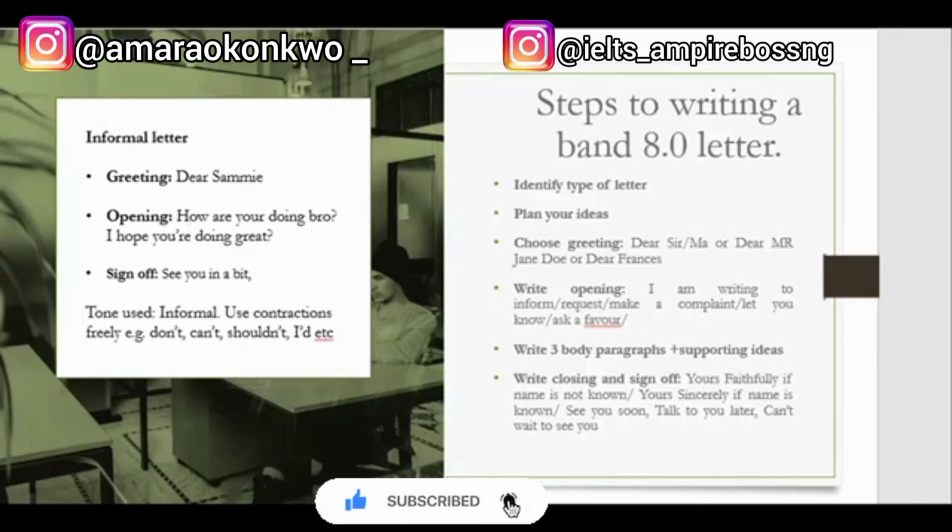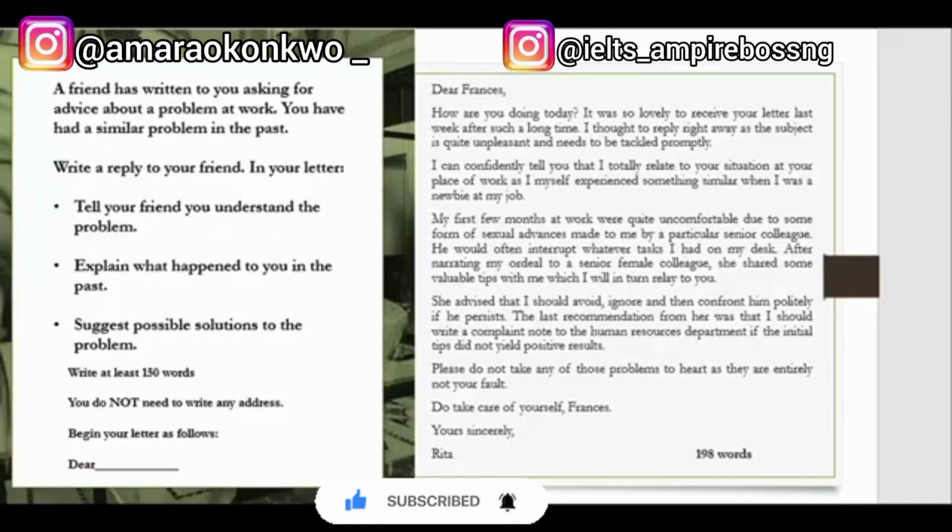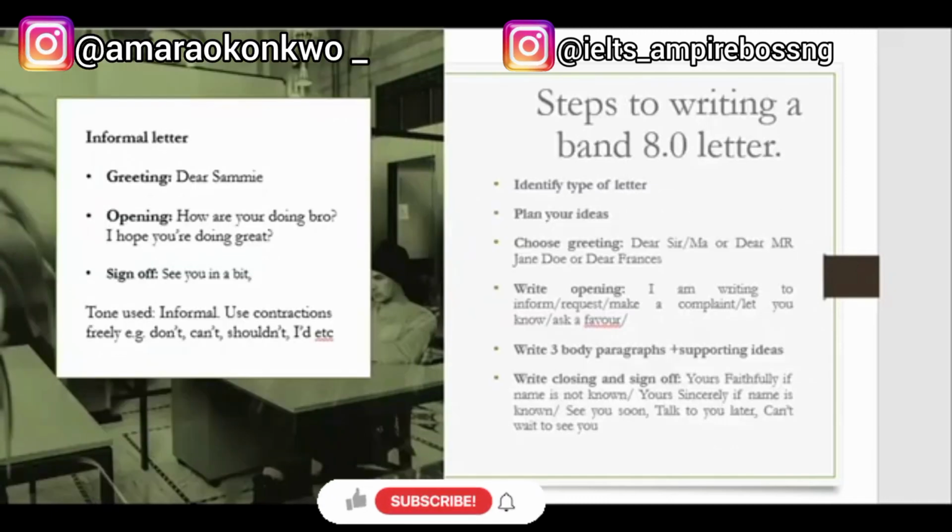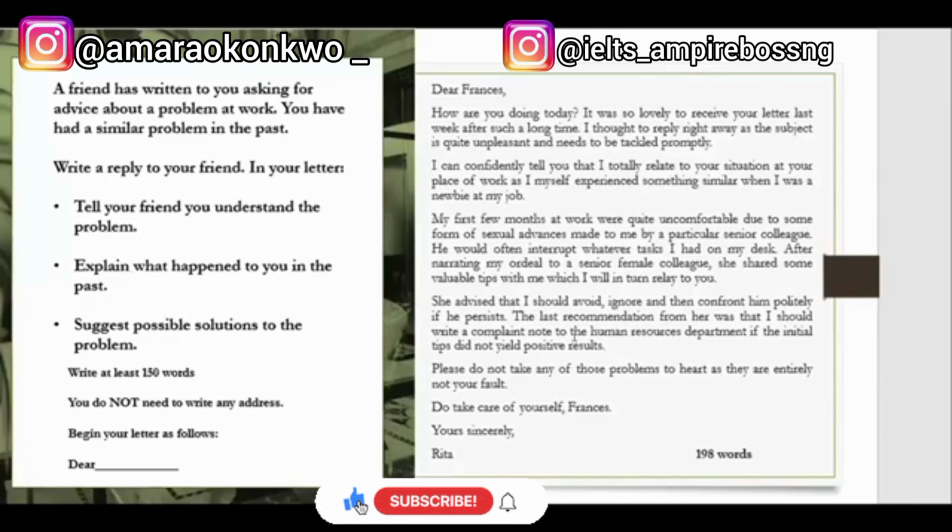Okay, let's move on. Any questions? It's clear, right? Yeah, it's very clear. So this is an example of a letter. See this semi-formal letter we saw initially. See how we wrote it here. And this is how the question will come out. This is how they put it. See how they wrote it here, and then beneath it, write at least 150 words. You do not need to write any address. Begin your letter as follows. This is the way the question will come out. It is always like this. Always like this. Three bullet points forming your three paragraphs.